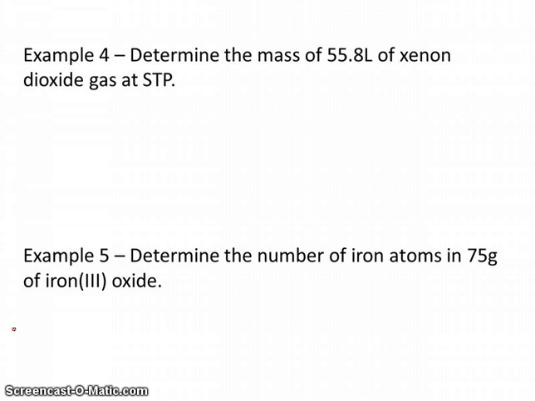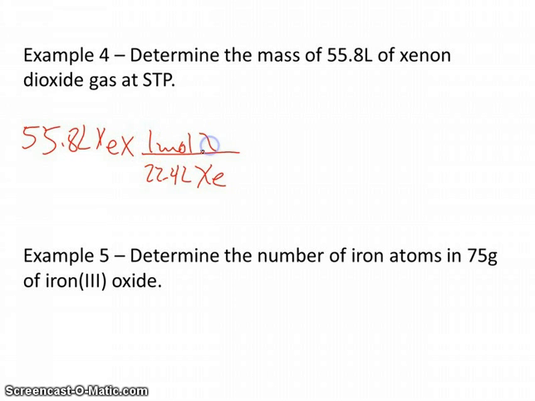We'll treat it like we did a volume problem, 55.8 liters of xenon. We are knowing that at STP there are 22.4 liters of xenon in every 1 mole of xenon. And we can also tell from the periodic table that xenon has a mass of 131.29 grams for every 1 mole of xenon. And we can run that through a calculator and get an answer. In the interest of time, I'm not going to do that.